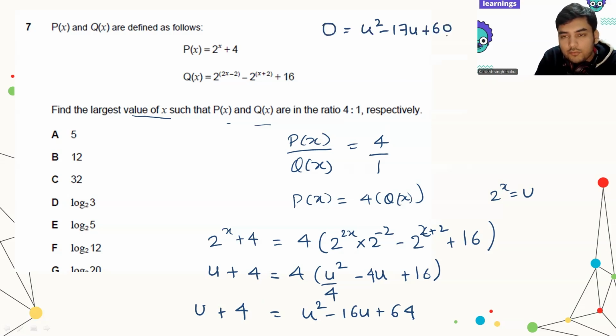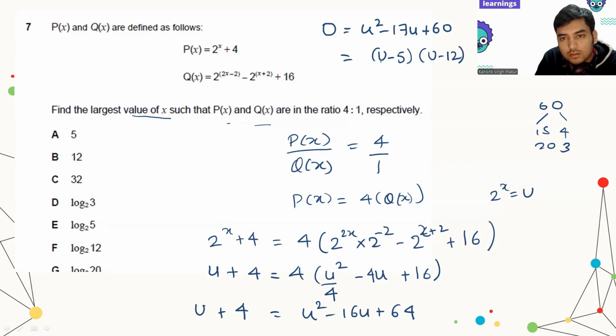Now what are the factors of 60? 15 and 4, or 20 and 3. This one will fit. So you get the equation as (u minus 5) and then (u minus 12).